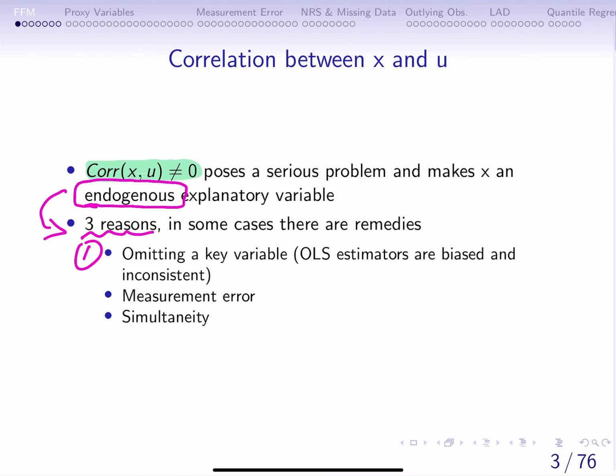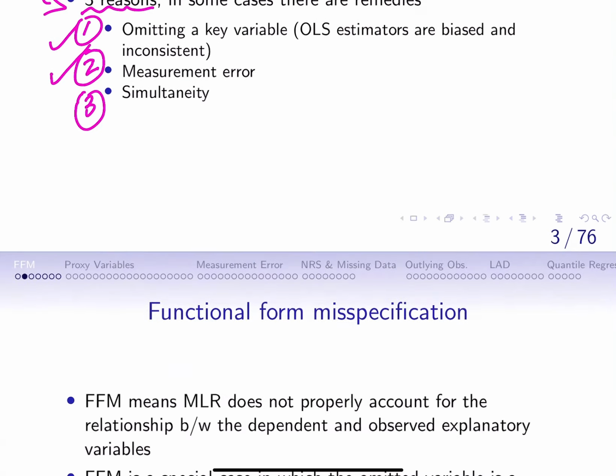And later we'll talk about the second problem, which deals with measurement error in our dependent or independent variables. And then the third part, simultaneity, we're not going to deal with in this course, but that's going to be in part 3 of the book and will be dealt with next semester in more detail. So we're really going to be focusing on these two aspects here.